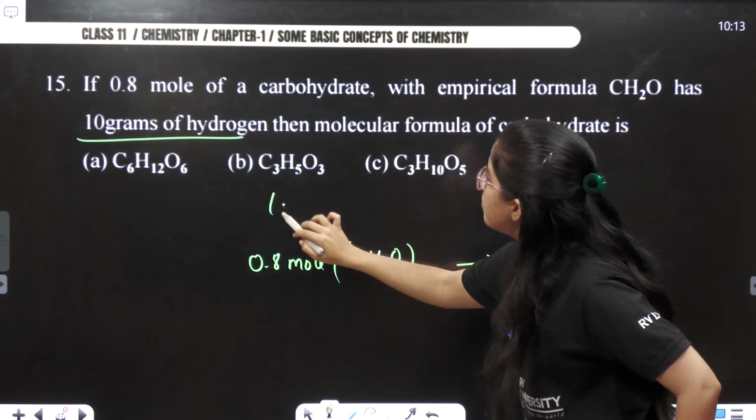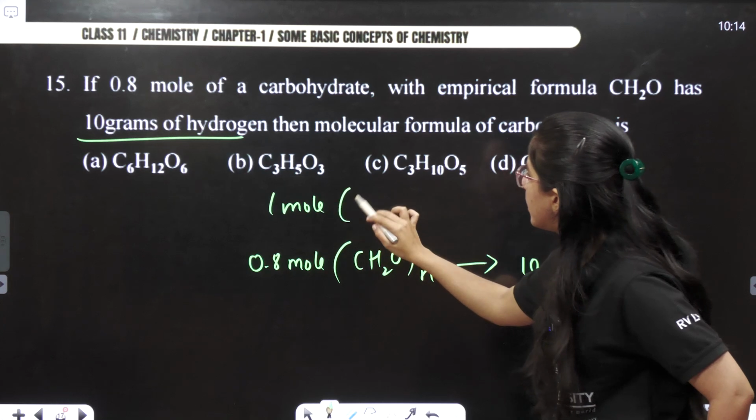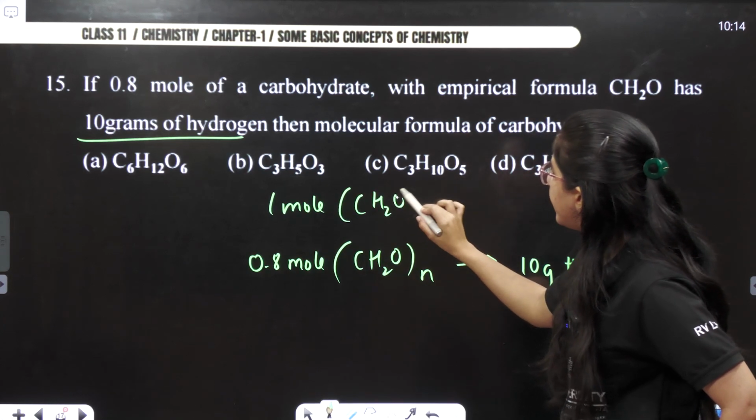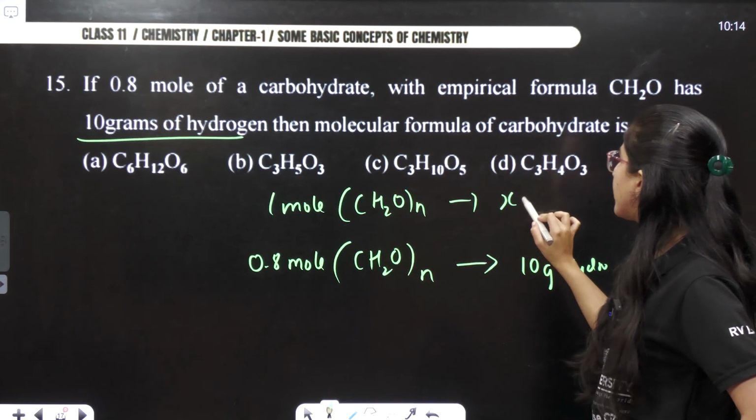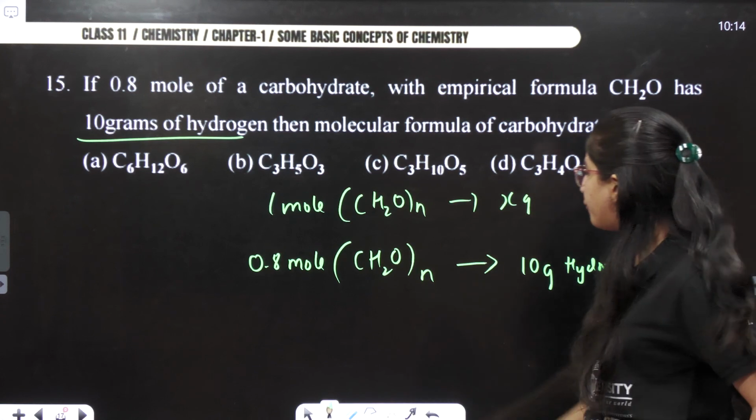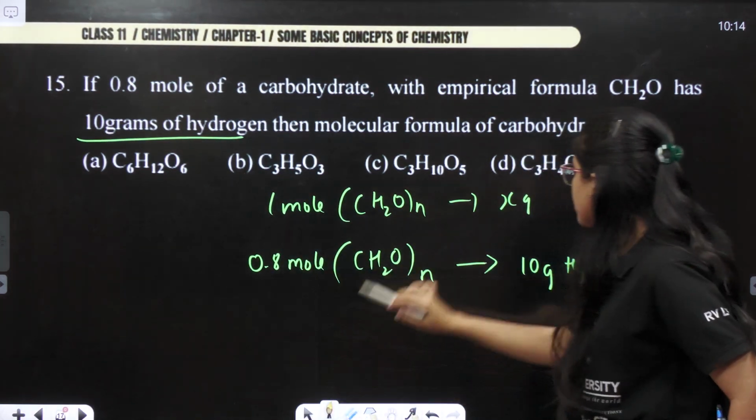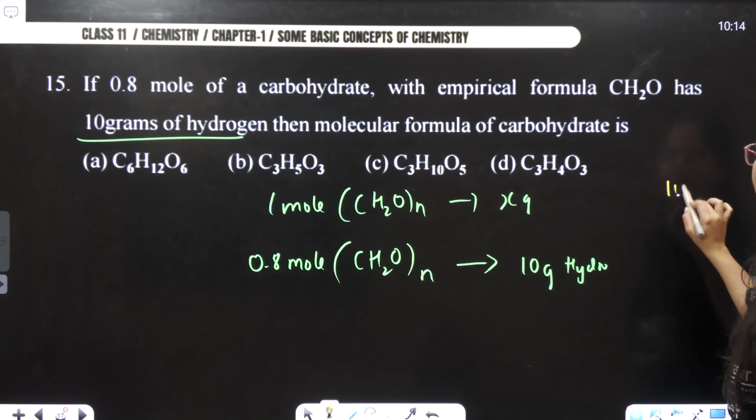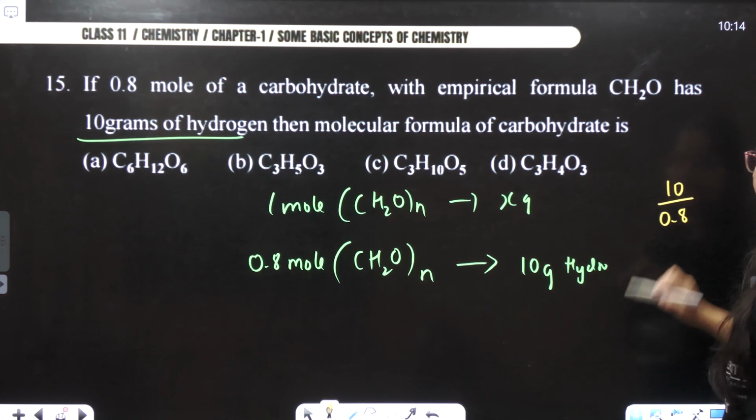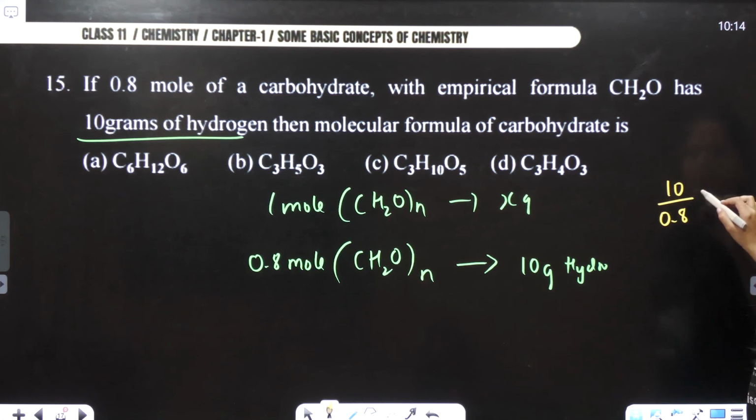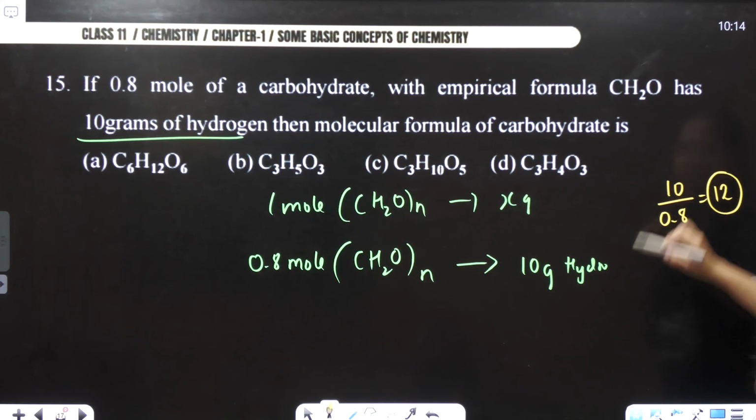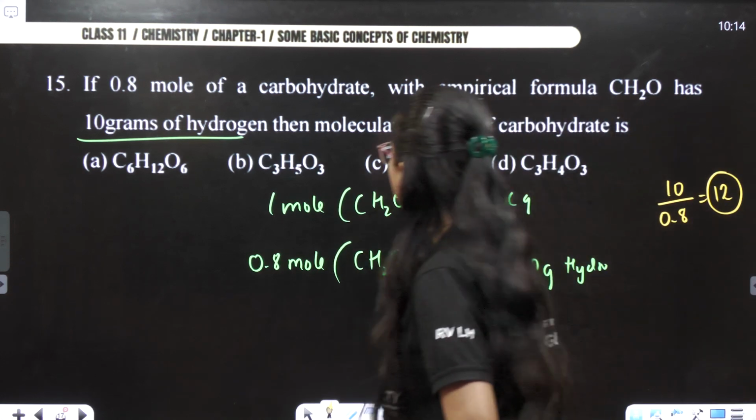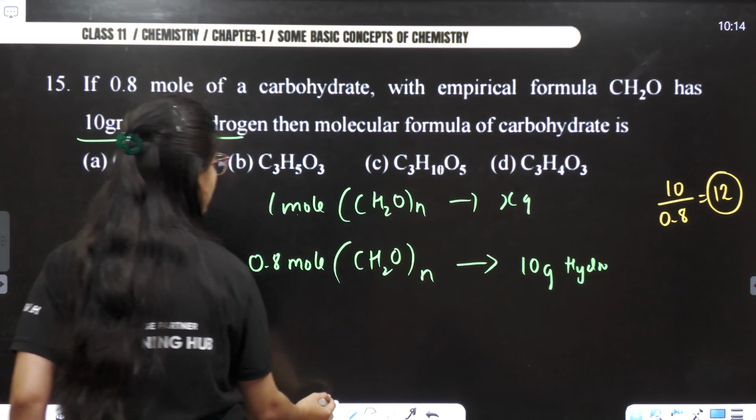Then for 1 mole of your carbohydrate, how many grams of your hydrogen you will be obtaining? That you have to find. So what the value will be? So the value will be, X value will be 10 divided by 0.8. Correct? So 10 divided by 0.8 gives you approximately 12 value. So now 12 gram of hydrogen is present in 1 mole of your carbohydrate.